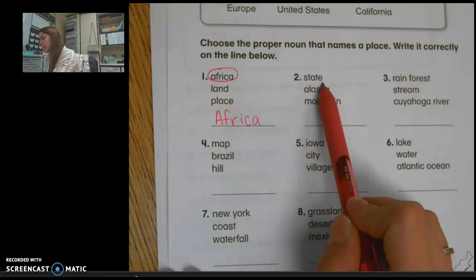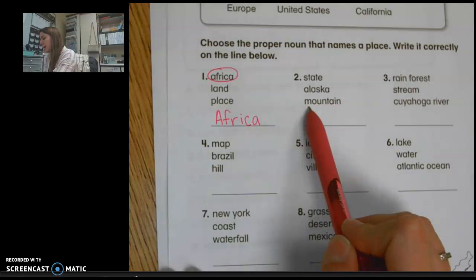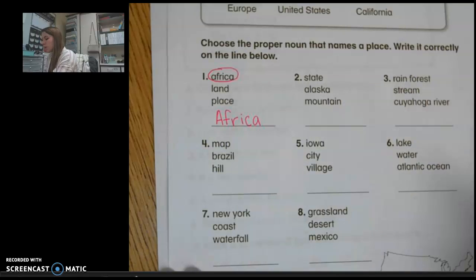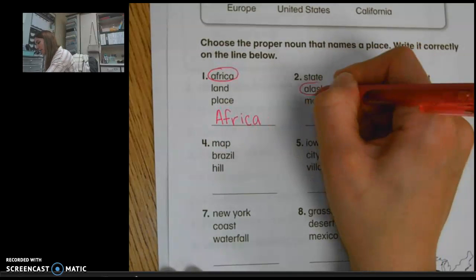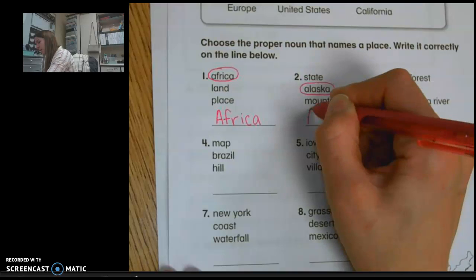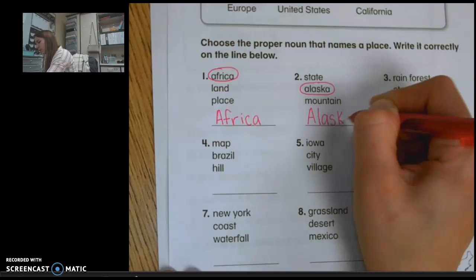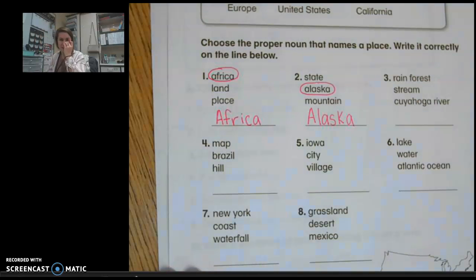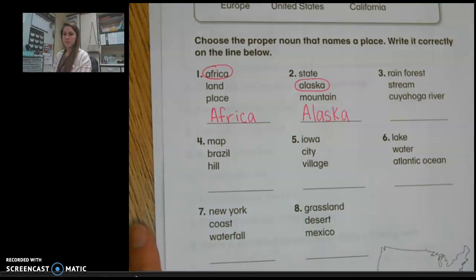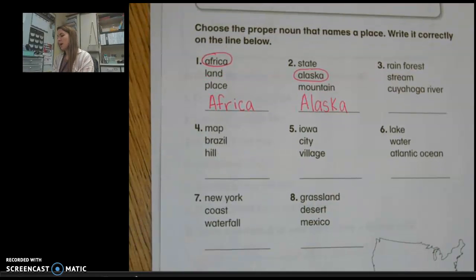Number 2, I have state, Alaska, and mountain. I know these are all nouns, but Alaska is the proper noun because that is a specific place. So I'm going to circle it, use a capital A, and write it on the line. For the rest of these, I'm going to read the 3 words, and you are going to circle the one that is a proper noun. Then you will write it on the line using capital letters.